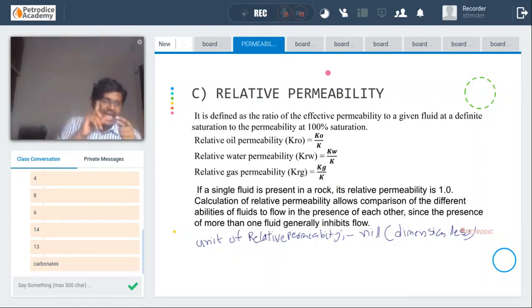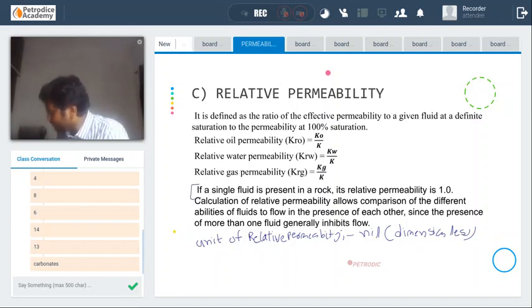First, we will calculate absolute permeability. Next, we will calculate the relative permeability. After that, from the data from the absolute and relative, we will calculate the effective permeability. This is the order of experimental methods. The first one is absolute, the second one is relative, the third one is effective. This is a very important point, guys. Do remember it. Absolute, relative, and effective. Do write down these points also.